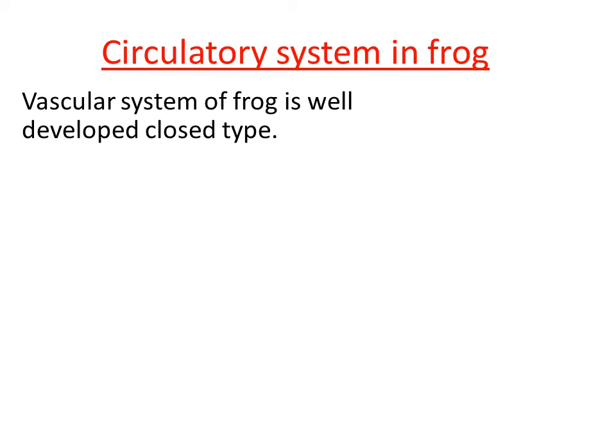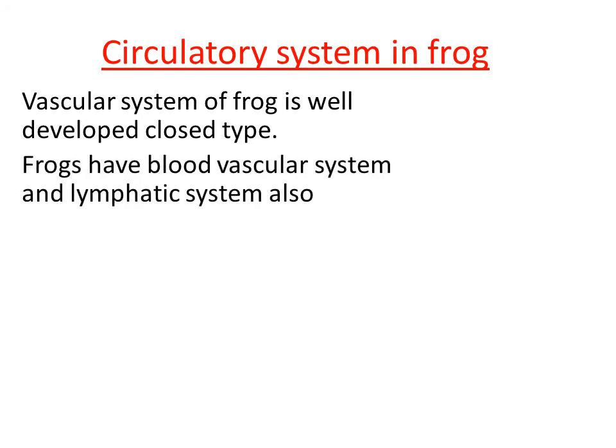So if you come to the kind of body fluid, there are two types of body fluid seen here. One is blood and another one is lymph. So there are two body fluids that need to be circulated throughout the body. Clear? So for circulating these two body fluids, there are two vascular systems in the frog. So one of the vascular systems is the blood vascular system.